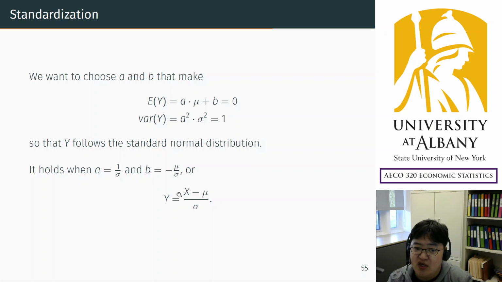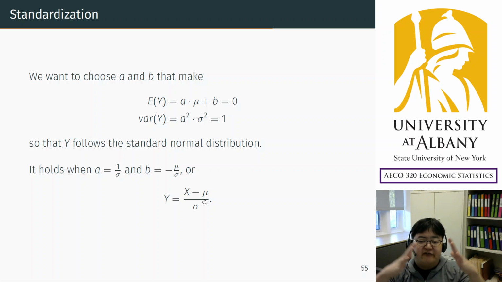What you are doing here makes sense. X is the original random variable with parameters mu and sigma squared. You subtract the mean, mu. This is to recenter the random variable around 0, so it makes the center of this random variable 0. And then divide by sigma, the standard deviation.